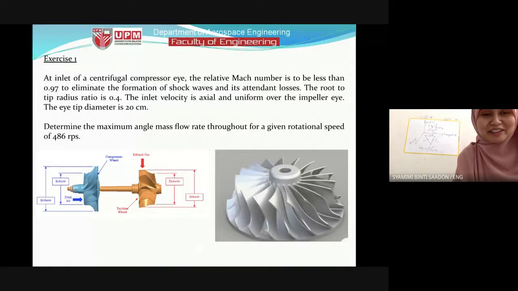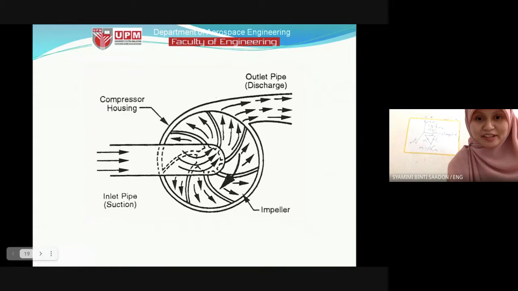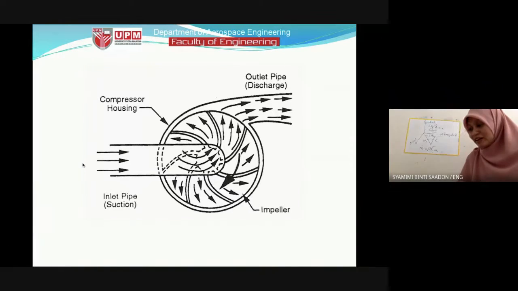To calculate the mass flow rate, you only need the axial component, because the direction of the fluid entering the compressor is axial. That's why we only need the axial component of the absolute velocity, CA. We don't need the tangential. So it is rho 1, CA1, and of course the inlet area.